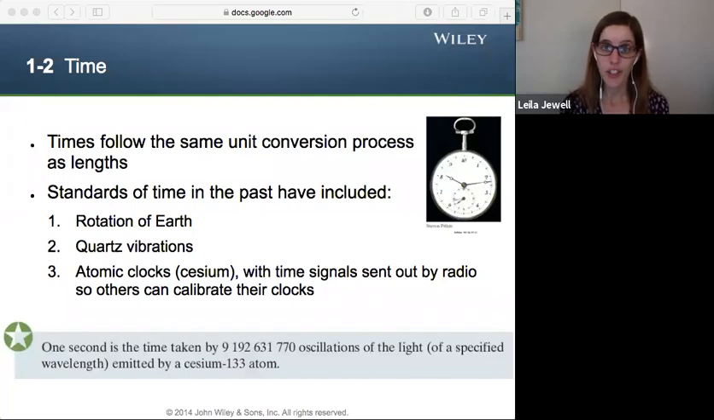So the official definition is now that 1 second is the time taken by some crazy number of oscillations of the light of a specified wavelength emitted by a cesium-133 atom. So there you have it. That's our most precise form of measuring time for the moment.